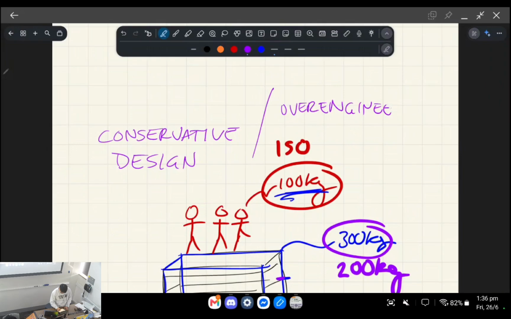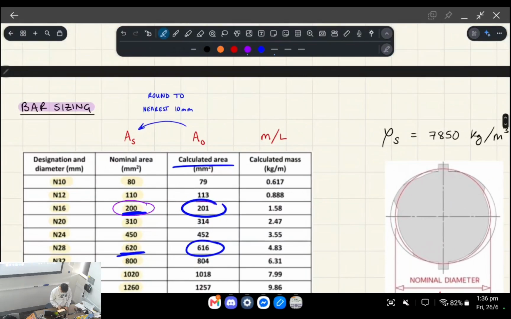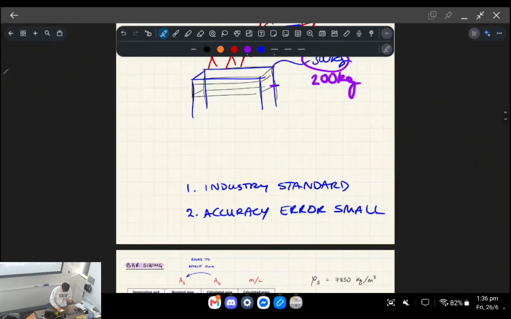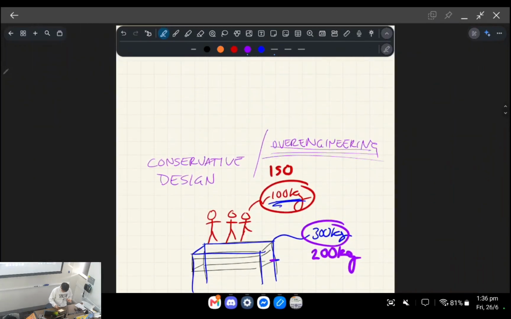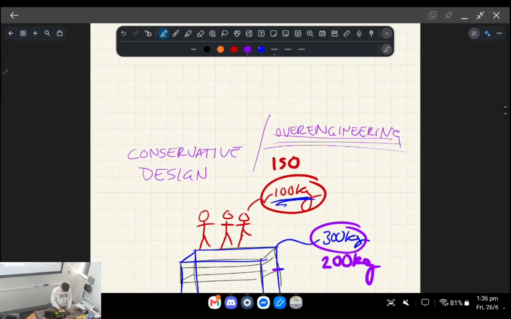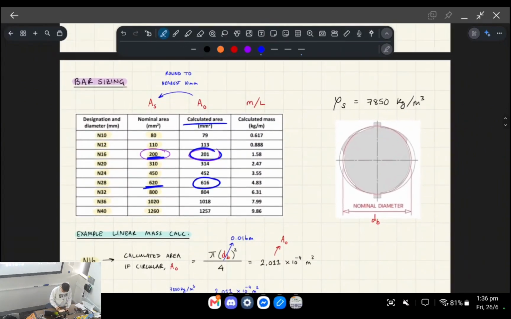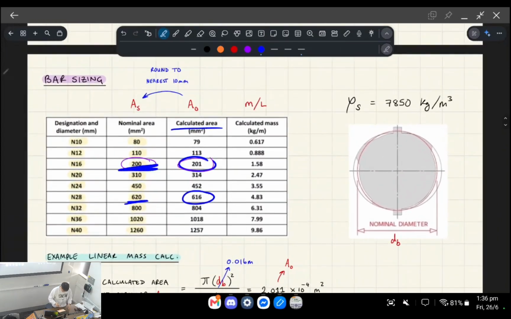Okay, so why do I bring this up? Well, it's because when you think about rounding to the nearest 10 mil, you're not really over-engineering, and you're not really under-engineering either. This is rounded. There's a bit of an accuracy error. Where this kind of conservative design comes in is later. When I tell you guys about capacity reduction factors and stuff, you'll see that this kind of conservative thinking is applied at the end. So for now, this is just a minor accuracy error. All right, so that's basically the justification on why we use nominal area in bar sizing.